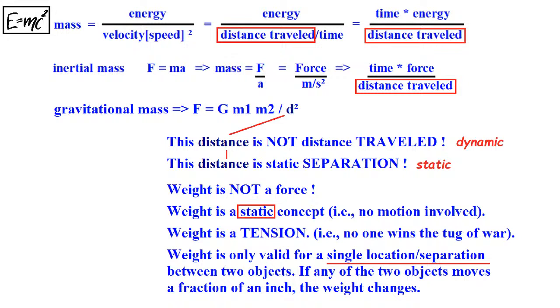In science, tension, it's a tug of war between two objects, and no one wins that tug of war. If one wins the tug of war, then you have force. But as long as no one wins the tug of war, you have tension, and tension is not a force. And again, weight is only valid for a single location, single separation. That's in a nutshell. But let's go further.